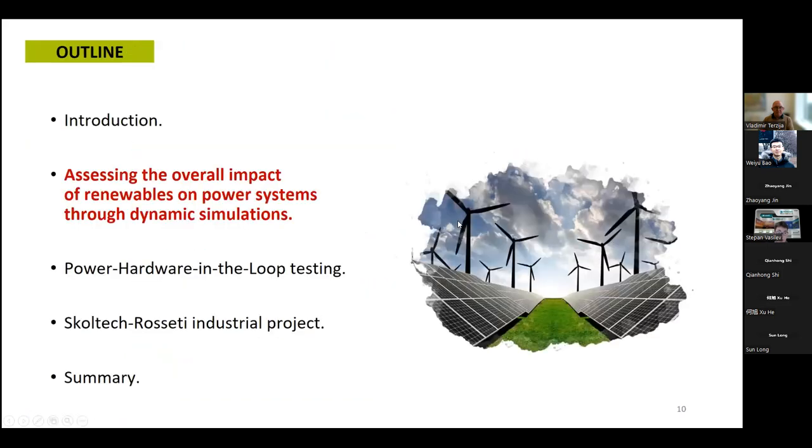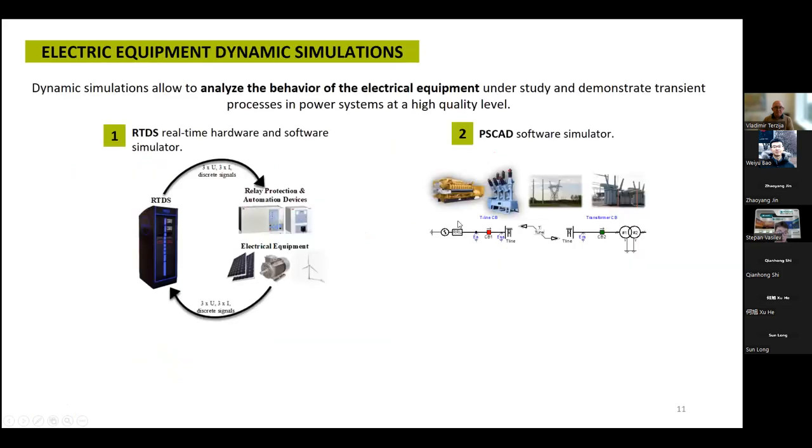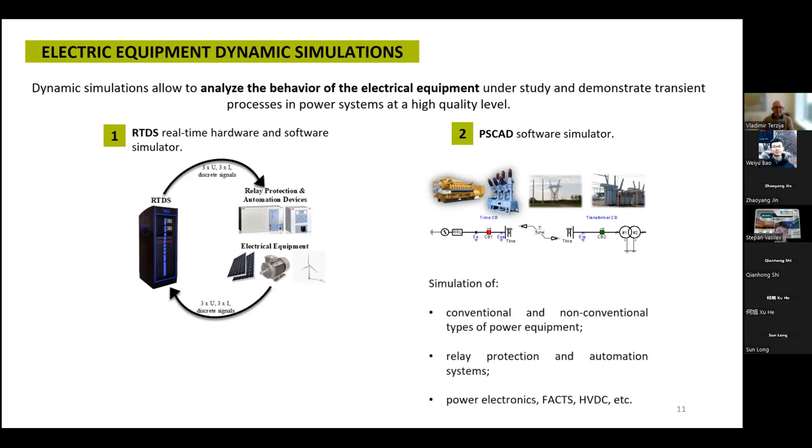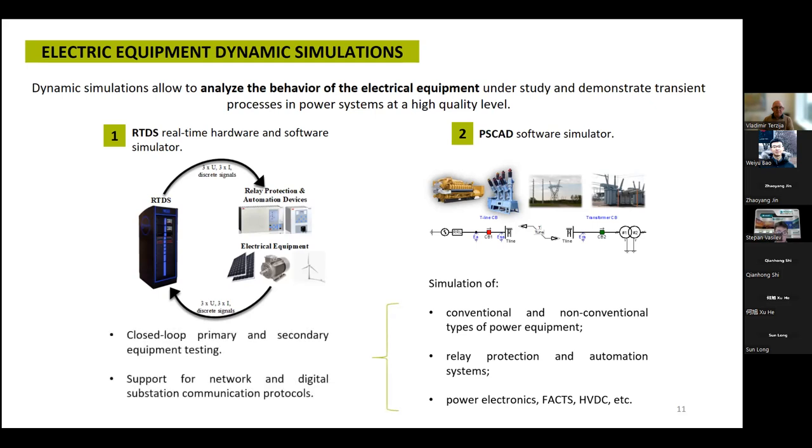Let's move on to the next topic. Dynamic simulations are probably the best way for understanding the operation of complex technical equipment. State-of-the-art packages for dynamic simulation are used. PSCAD can be used for simulation of conventional and non-conventional electrical equipment, as well as algorithms for relay protection and automation. All the above can be done in the RTDS simulator, but the main feature of the RTDS simulator is the ability to use it for testing electrical and control equipment.